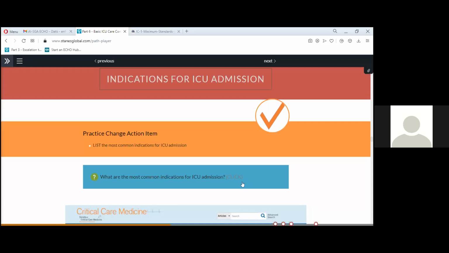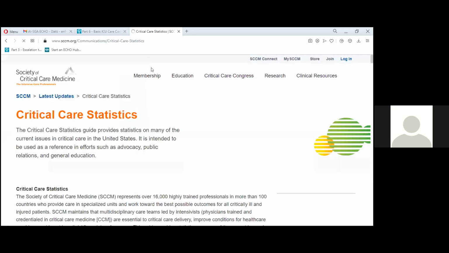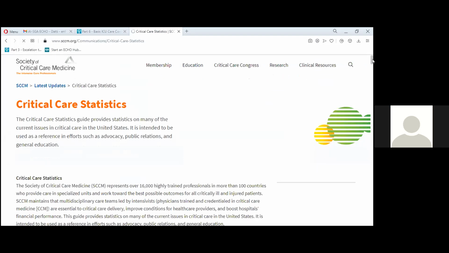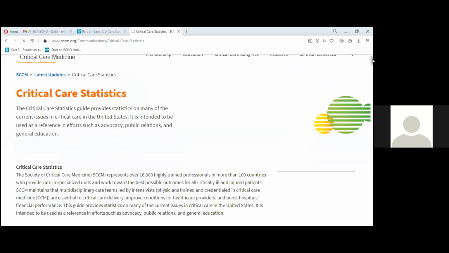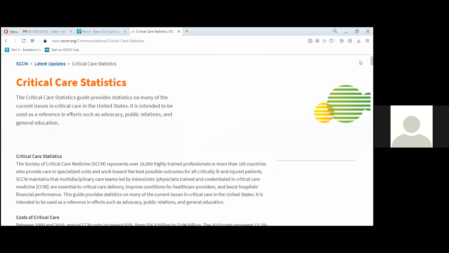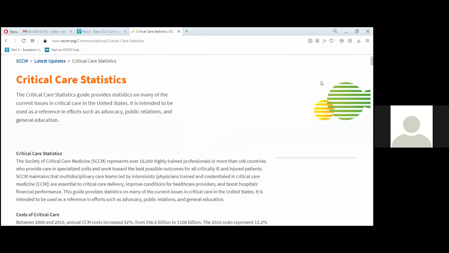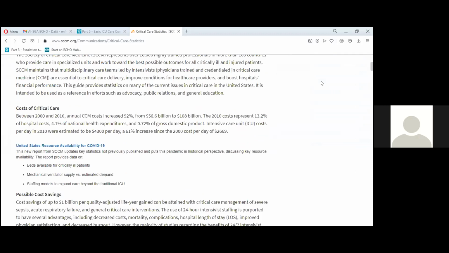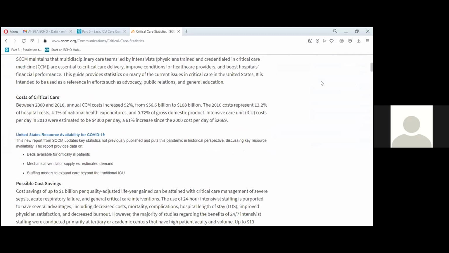I think there's a resource, so we can click on the resource and see. Respiratory compromise, good. All right, so we have this resource on critical care statistics. Can we scroll down, talking about cost of critical care, possible cost savings? Can we scroll down and see?